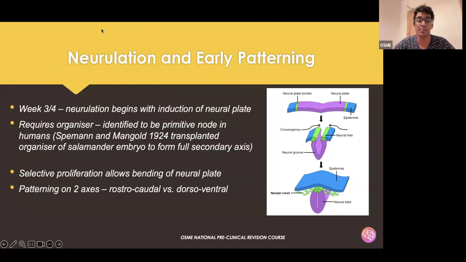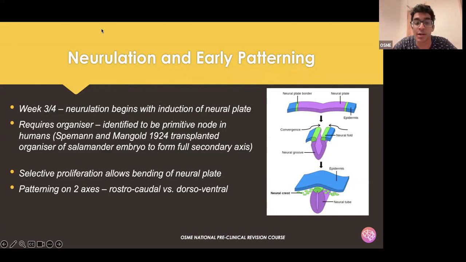We're going to skip over gastrulation. If you want to think about the stuff that happens before neurulation, you can look at what you did in first year, I think. Neurulation begins around week 3 to 4, and it begins with the induction of a neural plate. The neural plate is composed of neuroepithelial cells, rather than the less differentiated cells that you have in the initial bilaminar disc at the end of gastrulation.